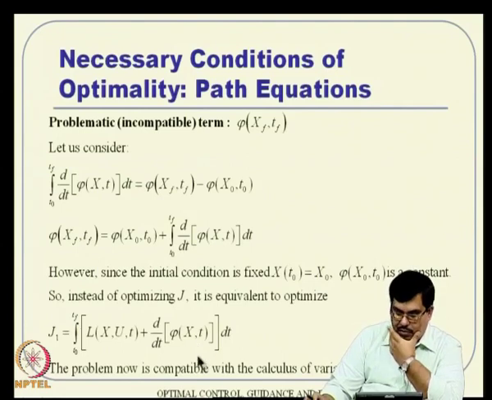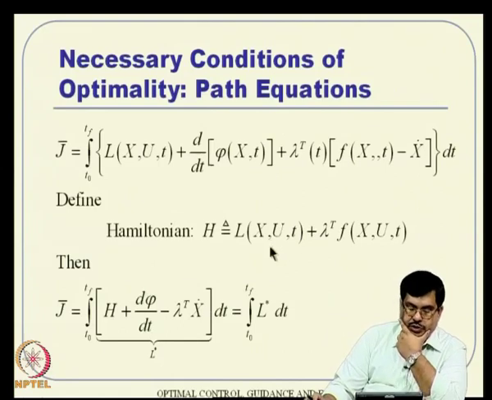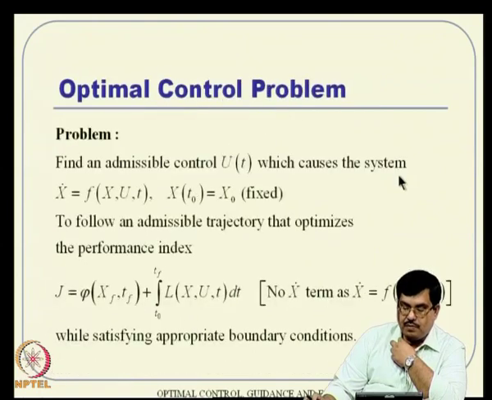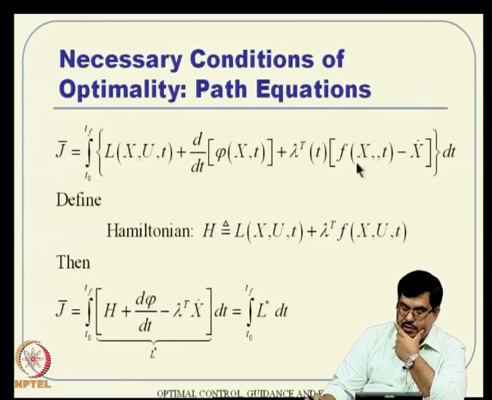So, now we can use these calculus of variations ideas that we already know. What is that? Obviously, we will construct a J bar first, and J bar is nothing but whatever we already have inside the integral plus lambda transpose times the constraint equation. Remember, f minus x dot equal to 0. We have this constraint equation, right? So, f minus x dot will be equal to 0, and that constraint equation should come inside the integral.